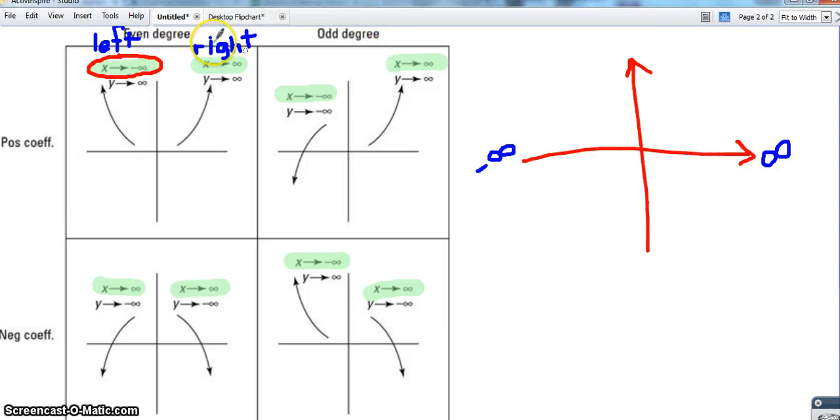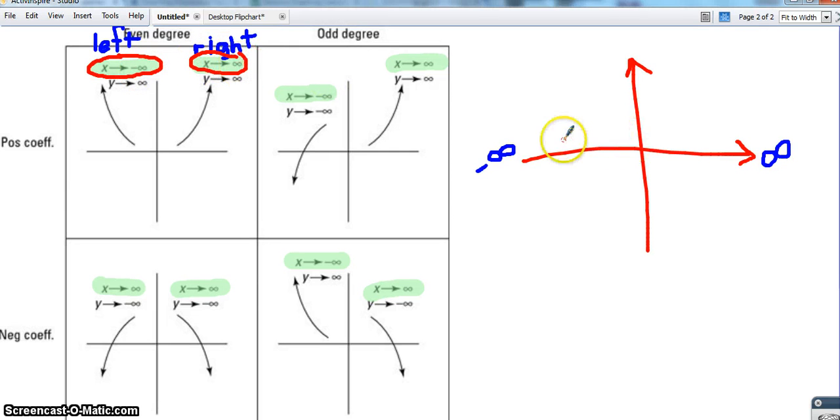So it will say on the left and on the right. We're going to do both sides. So every single time you're going to see x approaches negative infinity and x approaches positive infinity, usually with the word "as" in front of them. As x approaches negative infinity. As x approaches positive infinity.